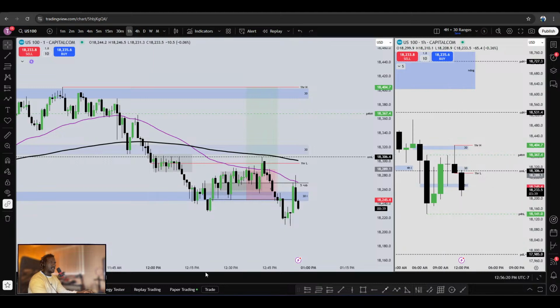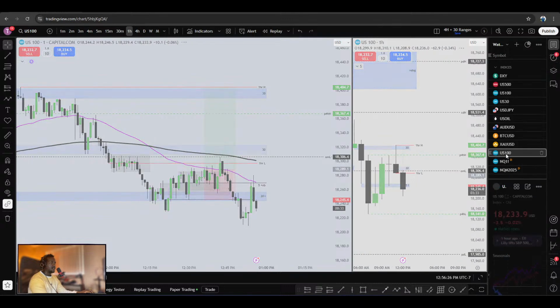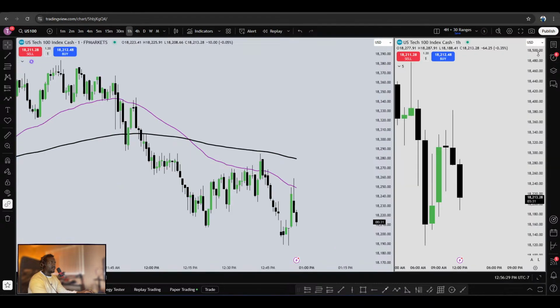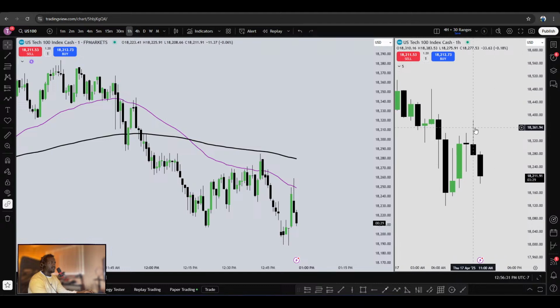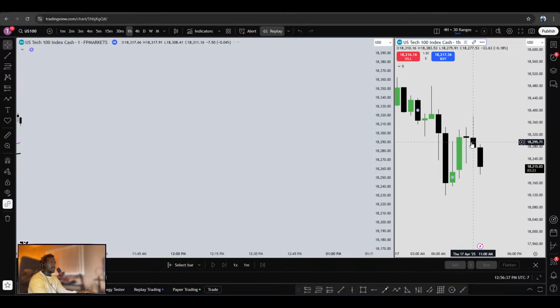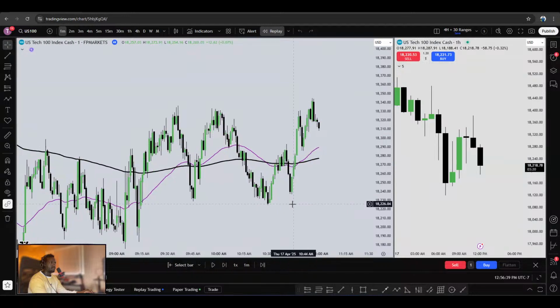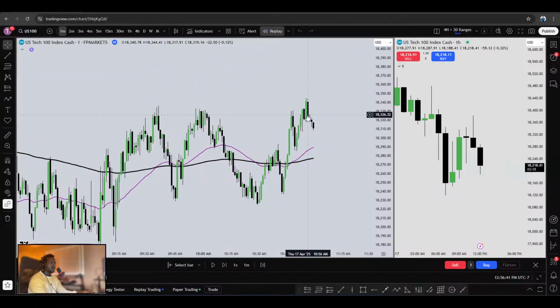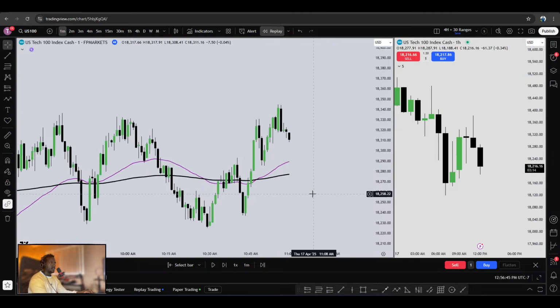one. Let me do this, let me go to a different US 100 that has no markings on, and pretty much this is what I want to see. So if I was here before 11 and I want to trade that 11 a.m. candle, let me see, let's go back. There we go. So I'm gonna boom boom boom.